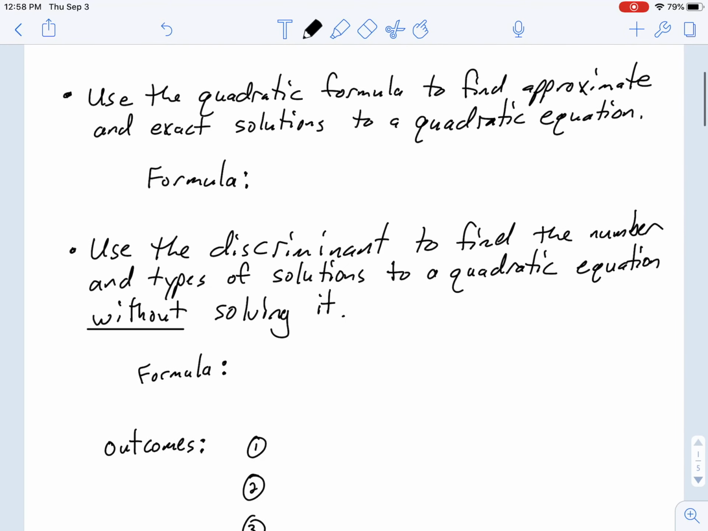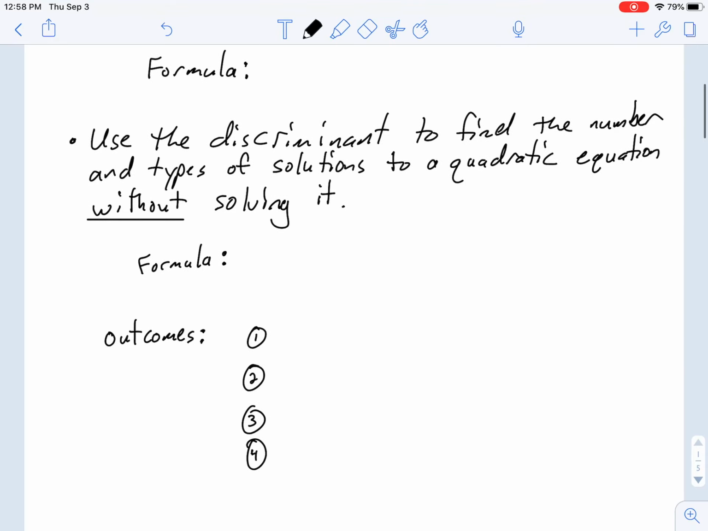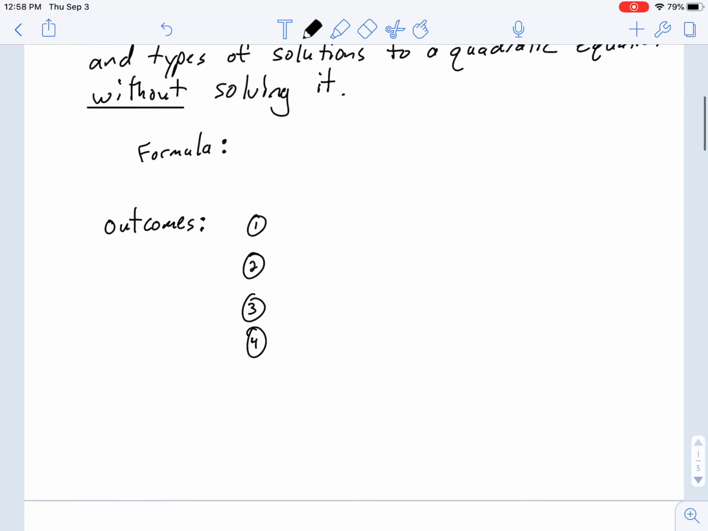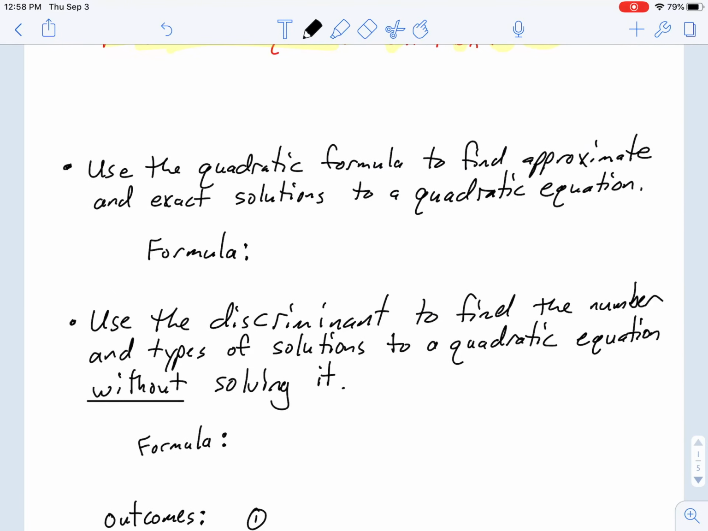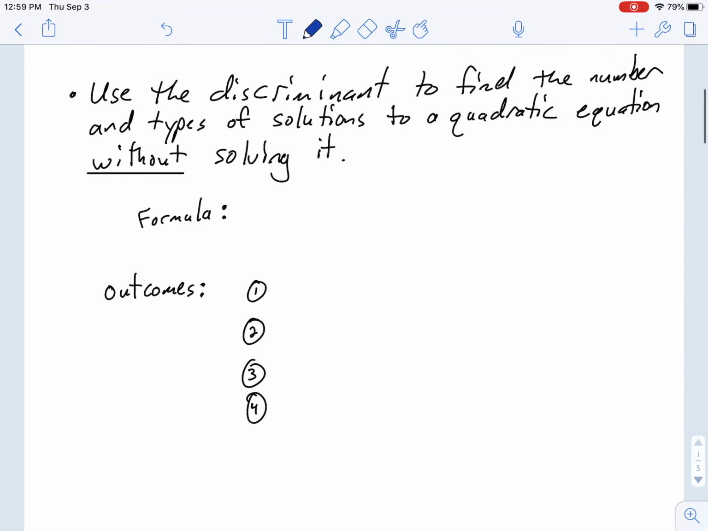So here are our goals. We're going to use the quadratic formula to find approximate and exact solutions to quadratic equations. And I'm going to write the formula down. And then we're going to use this thing called the discriminant to find the number and types of solutions to a quadratic equation without actually solving it. There's a formula for that, and when you use that formula, there are 4 possible outcomes. So I'm going to focus on the quadratic formula first, go through examples, then come up here and talk about the discriminant.